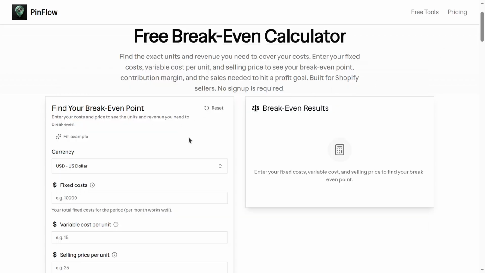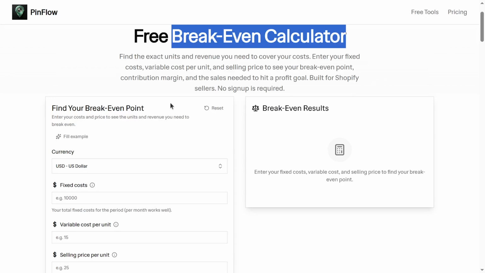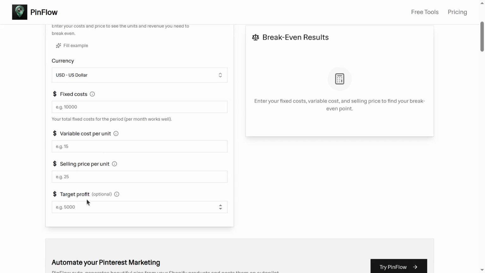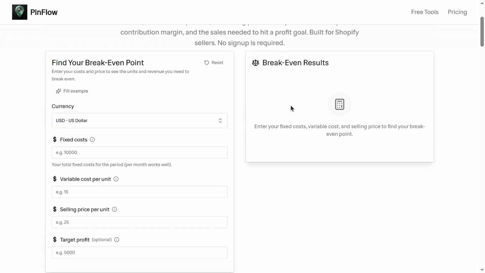Guys, this is another free tool. This is called Break-Even Calculator. And here, in this tool, you will be filling these inputs and you will get output. Let me change it with some example values.